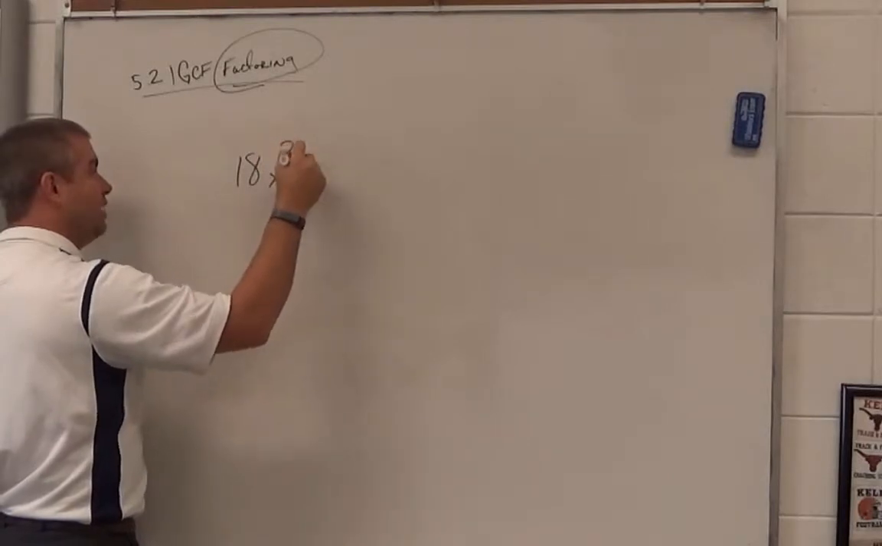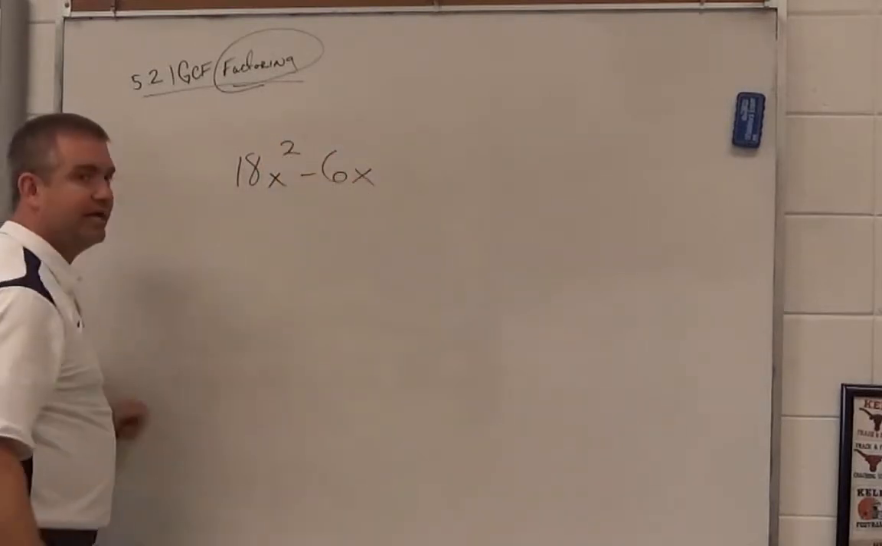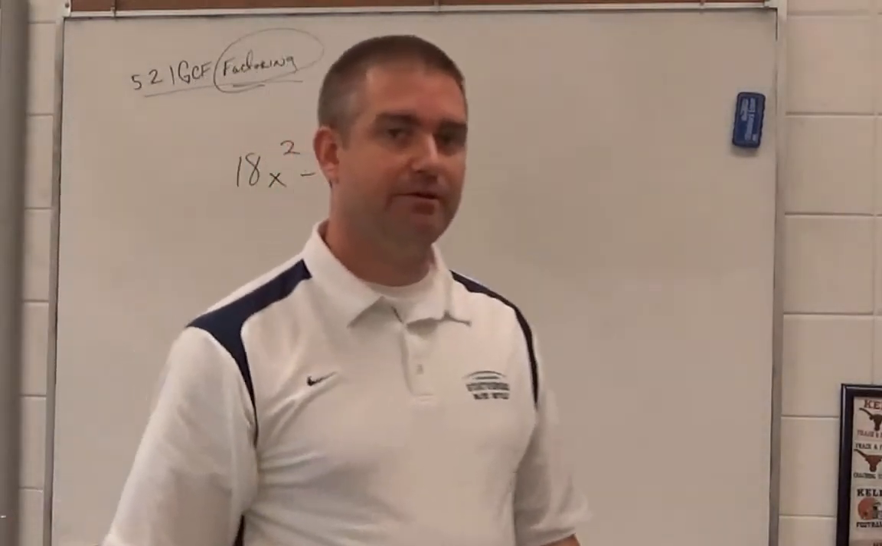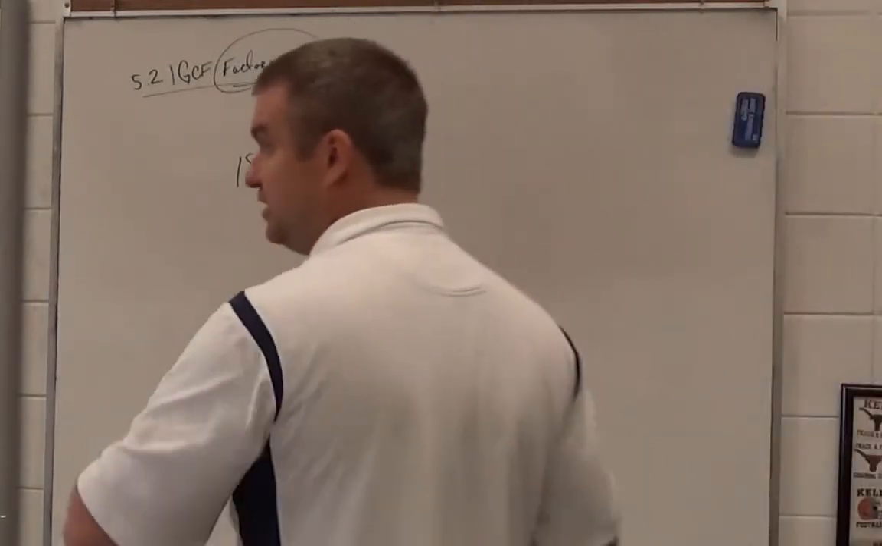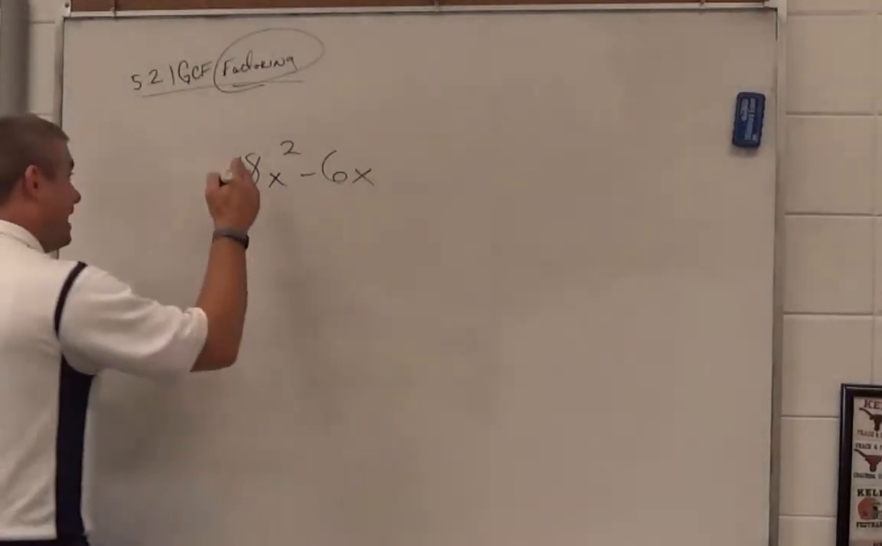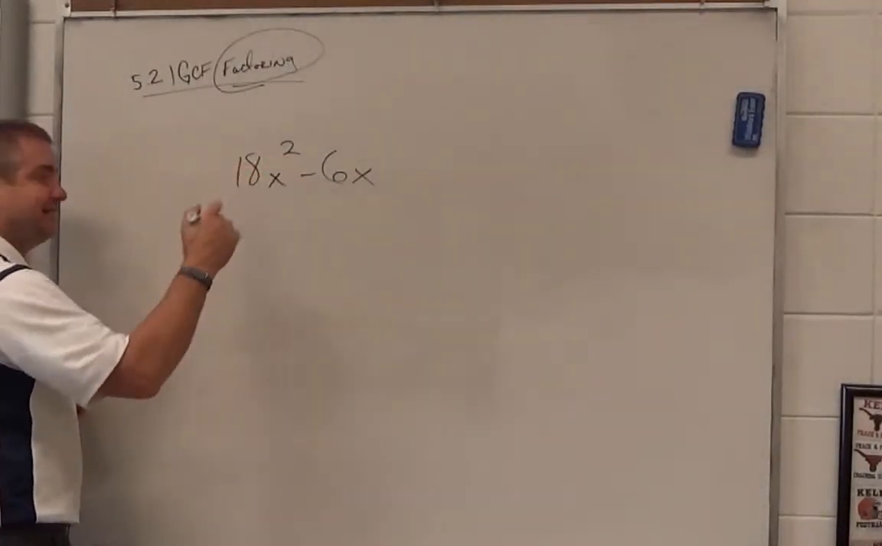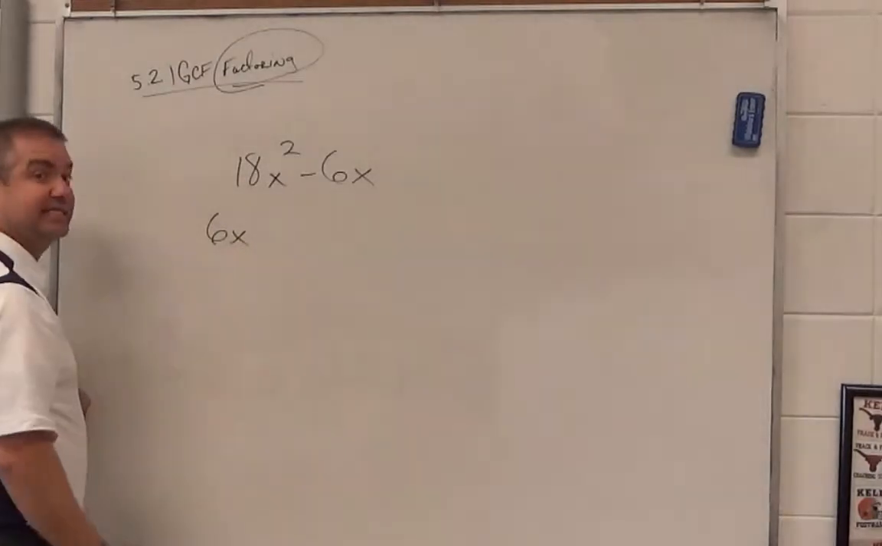18x squared minus 6x. Directions say factor. Okay, you look at it. Very first step of all factoring is what? What's step number 1? Say it. 3 letters. GCF. Always look for GCF. Alright, so what is the GCF? 18x squared, 6x. The GCF is 6x.